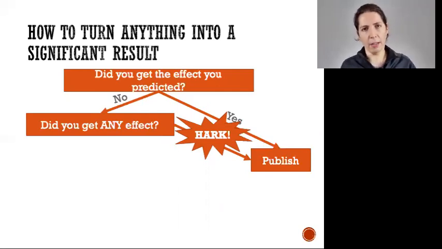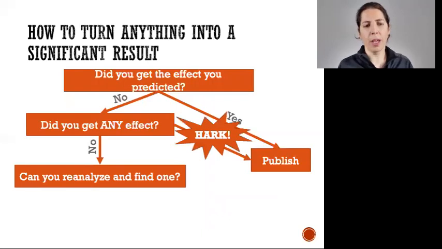Let's say I analyze all my different outcome measures. I still don't get a significant effect. But I'm not done yet. There could still be something significant lurking in my data set. So maybe there's a way to change my analyses, to ask the same questions but a slightly different way, and see if I can reanalyze my data and find a significant effect.